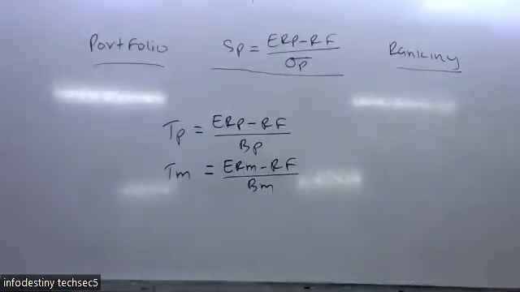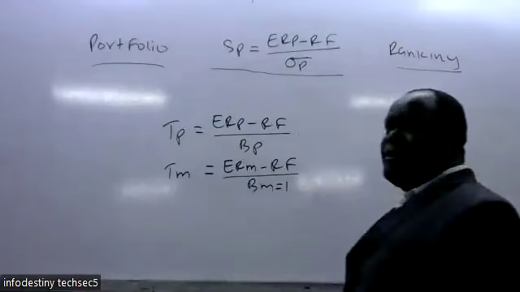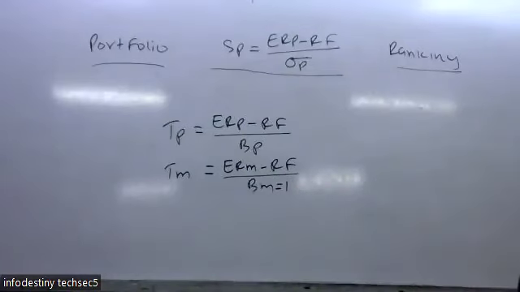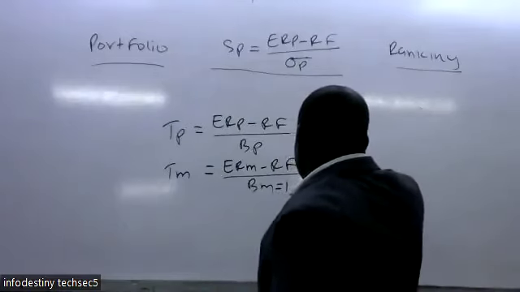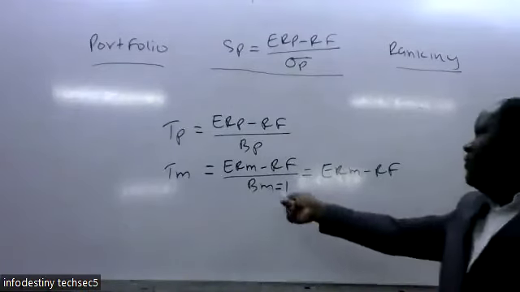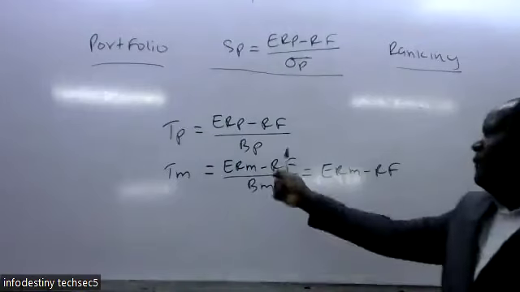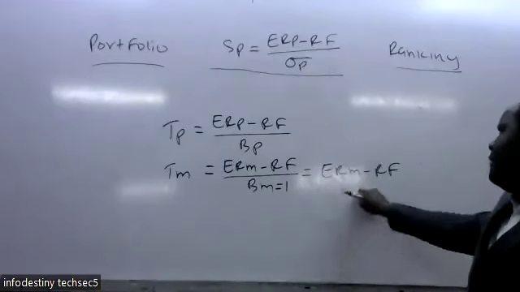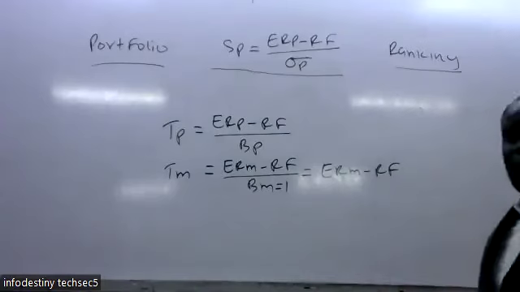So the Treynor for the market is simply expected return for the market minus the risk-free rate divided by the beta. But from our notes, we say that the beta for the market is always equal to 1. So you end up getting expected return for the market minus the risk-free rate. Because it is 1, you just go away with it because it will not have any effect. So when calculating the Treynor for the market, simply take expected return for the market minus the risk-free rate, because the beta factor for the market is always equal to 1.